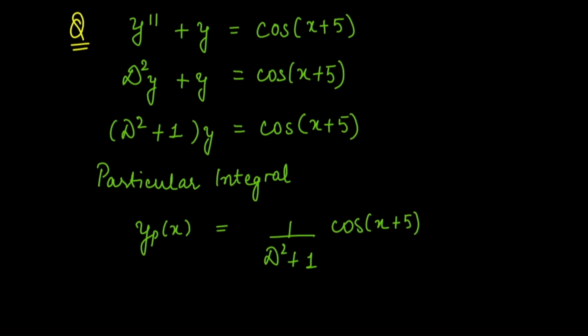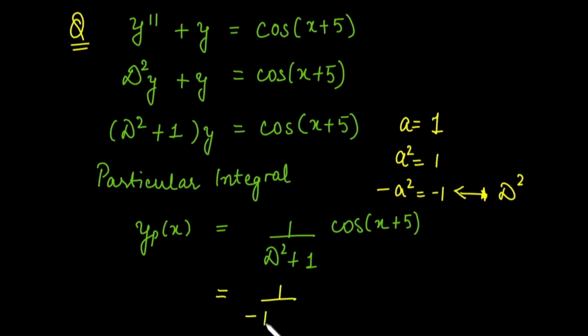Now in this case the coefficient of x is 1, so the value of a square is again 1, minus a square is minus 1, so we will put d square as minus 1. Substituting here, we have 1 upon minus 1 plus 1 cos of x plus 5. So this is a case of failure as the denominator term is getting 0.